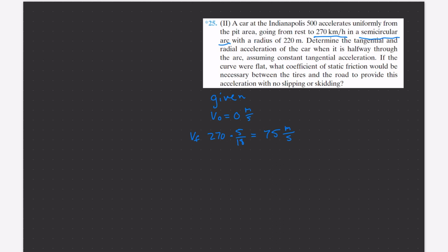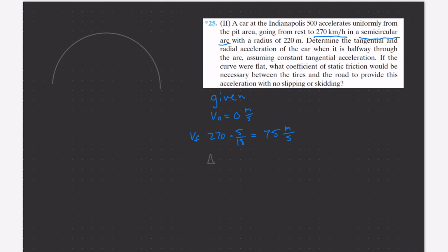Now, this is a semicircular arc. One thing to remember about semicircular arcs is that a semicircle is generally assumed to be half of a circle. That's really useful to know, because if we can find the circumference of a circle, we can find the distance of a semicircular arc just by dividing that circumference by 2. So then we have our delta x, our distance.